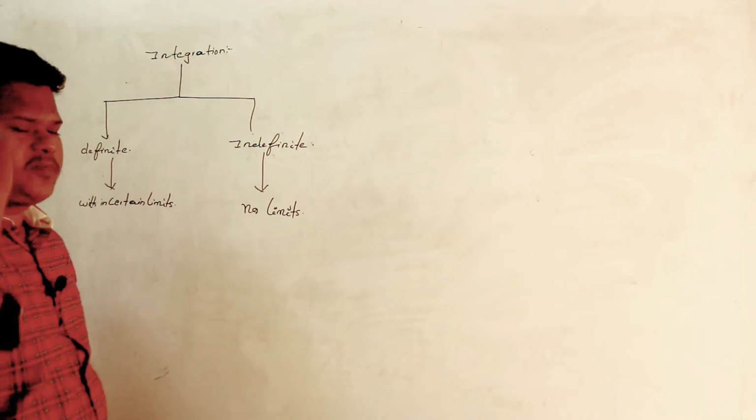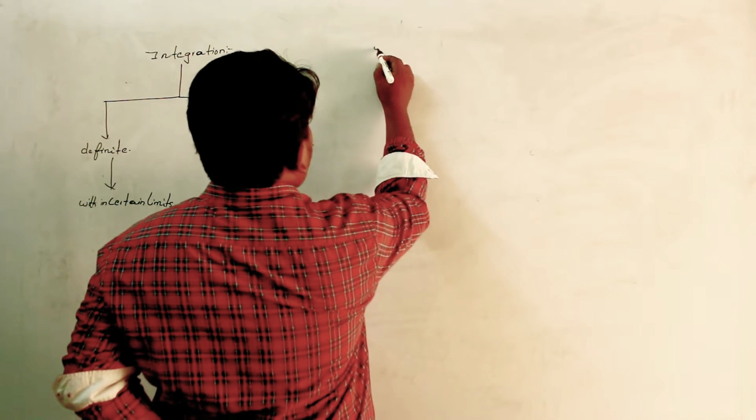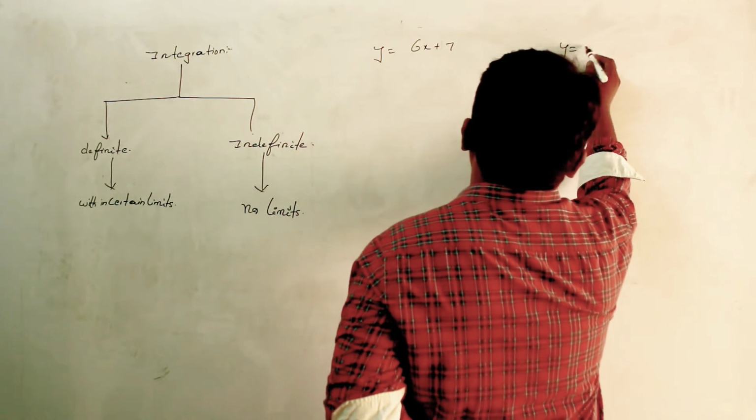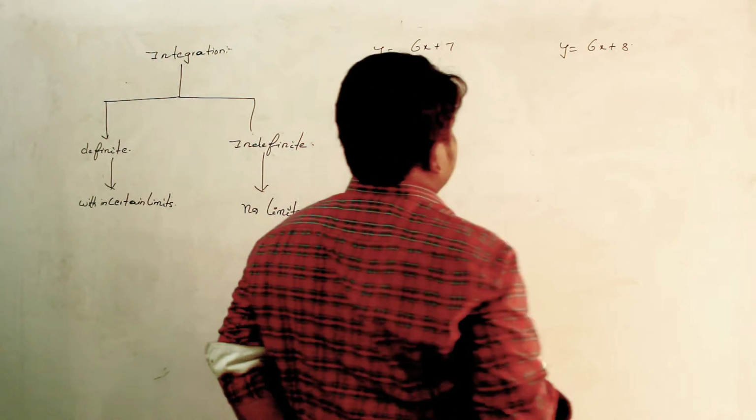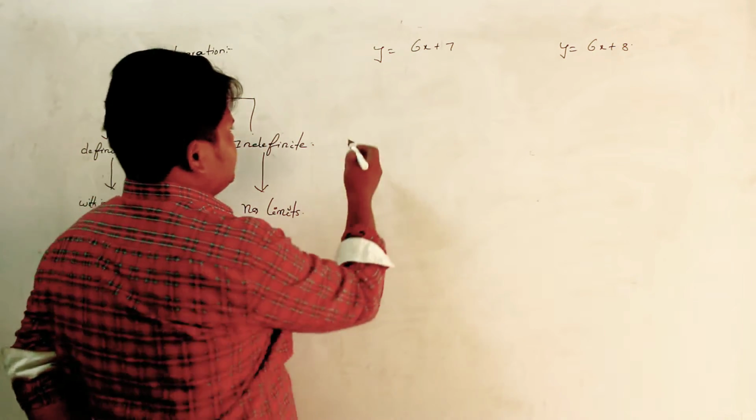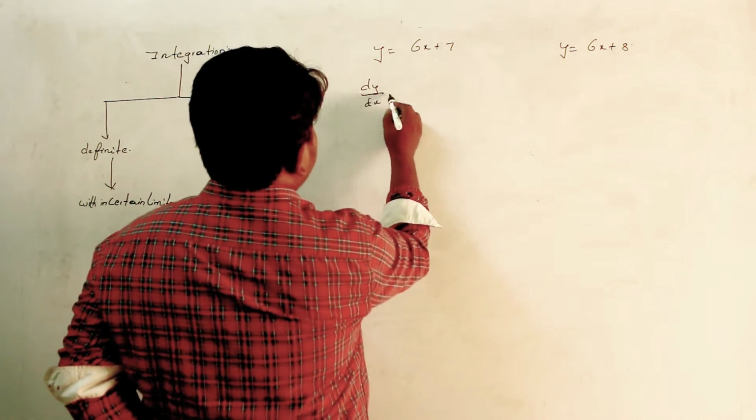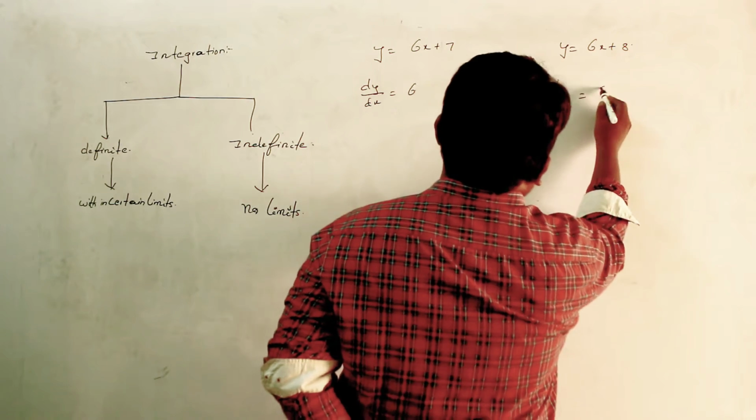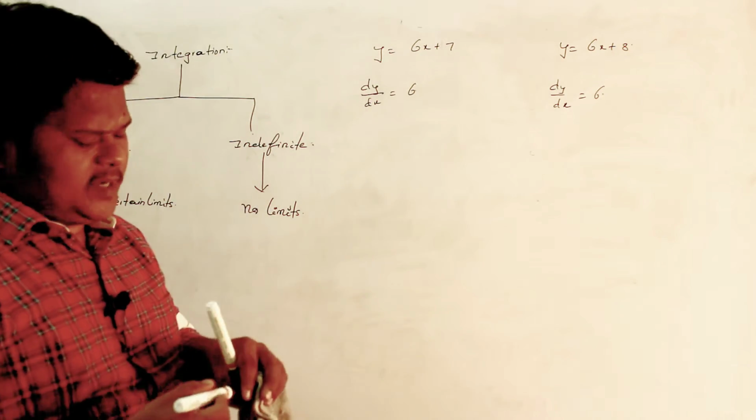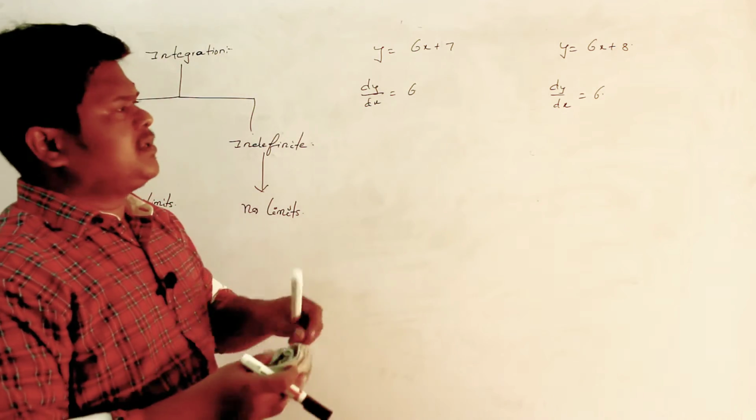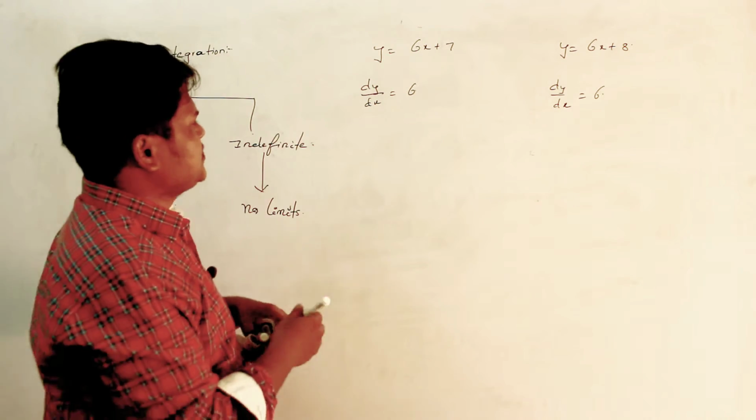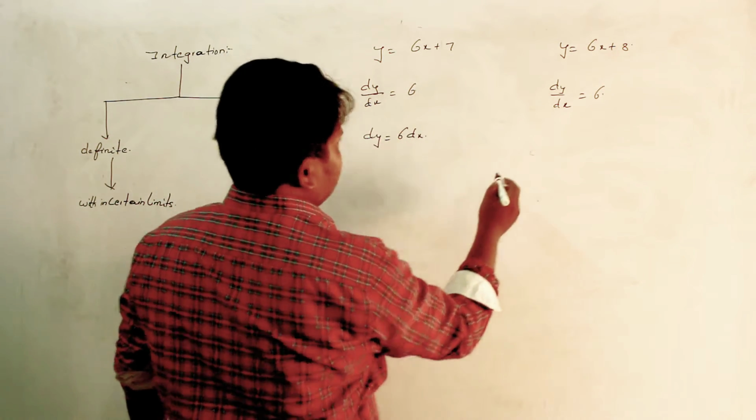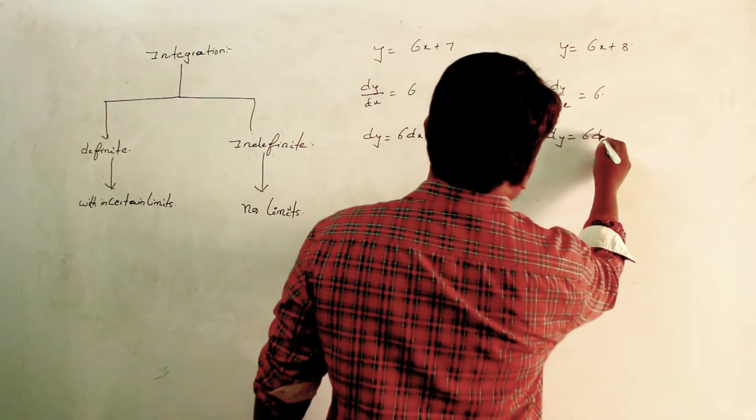So let us take an example of indefinite integration. For example, if we take y is equals to 6x plus 7, another function y is equals to 6x plus 8. Let us differentiate this function with respect to x. Then dy by dx is equals to 6. Here also if I differentiate, dy by dx is equals to 6. Now if I integrate this function again, then I should get the original function. So let us see. So this relation can be written as dy is equals to 6 dx. Here also I can write dy is equals to 6 dx.